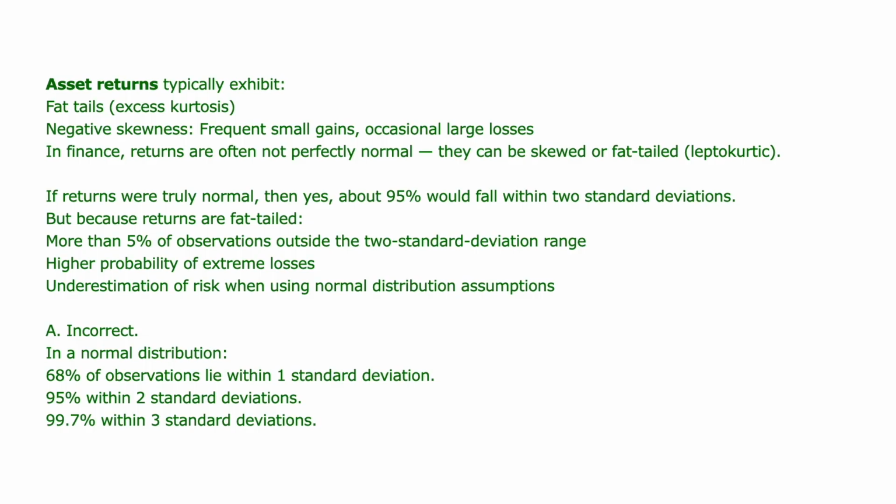When an analyst assumes a normal distribution for fat-tailed asset returns, they will underestimate the likelihood of very bad or very good outcomes.